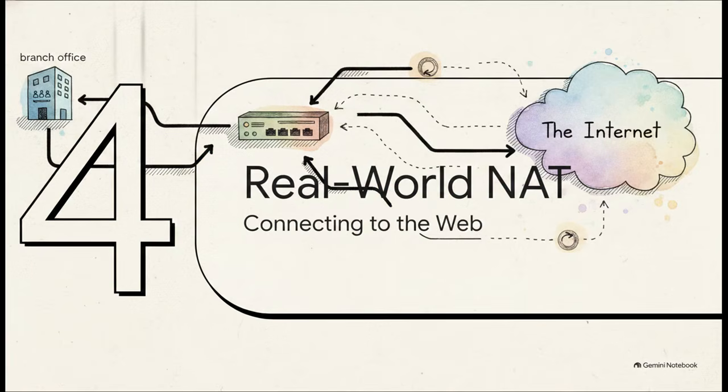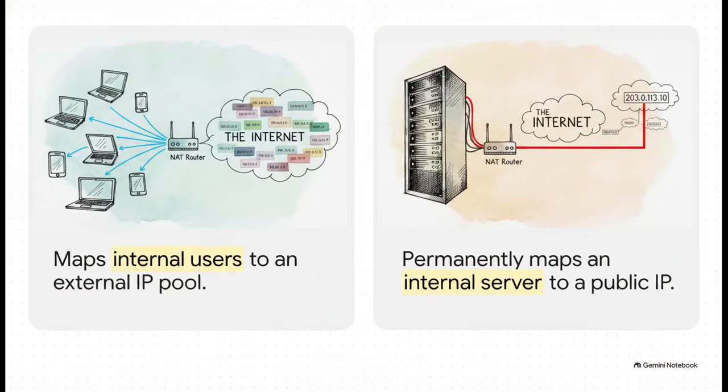Section 4. Real-world NAT configurations. Connecting the branch to the internet. You've got 2 completely different scenarios here that solve totally different problems. Scenario 1 is dynamic NAT. You use this for your general office staff. It maps a whole group of internal users to an external IP pool so they can browse the web.